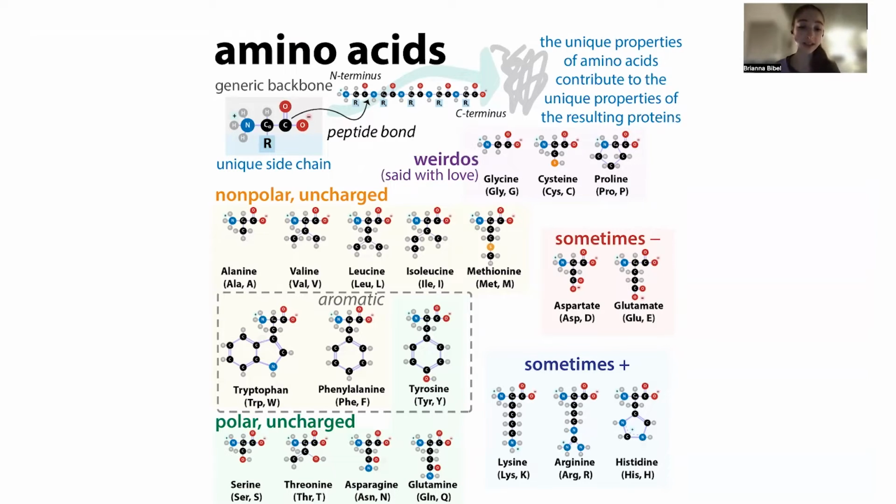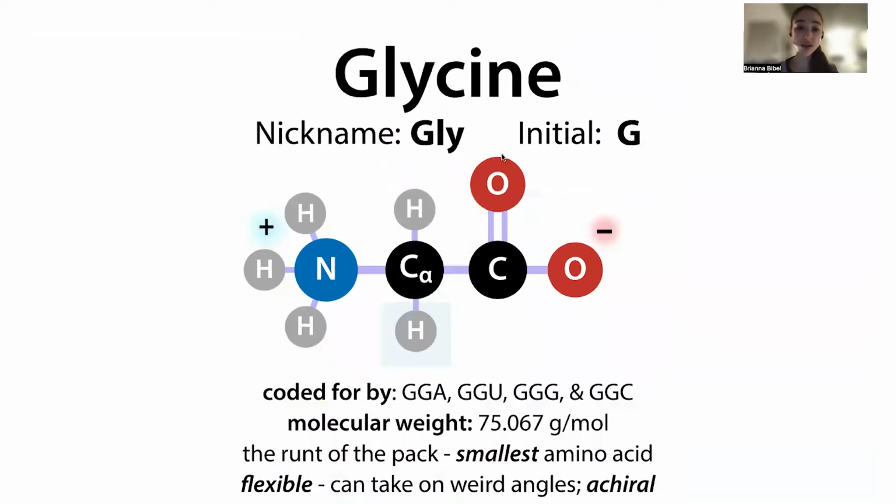Starting with glycine. So glycine, as I said, is one of these weirdos, and it's the simplest structurally. Its side chain or its R group is only a hydrogen. And so sometimes you might see it said as it doesn't have a side chain or doesn't have an R group, because it just has a hydrogen, whereas the others have something substituted out for the hydrogen.